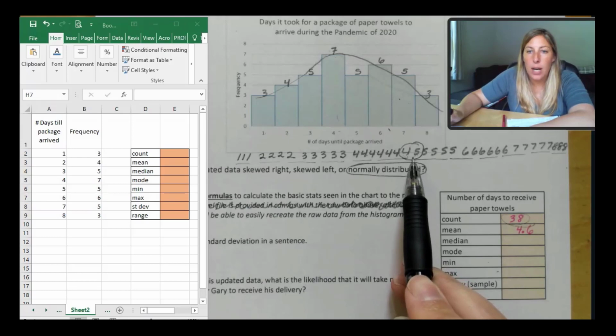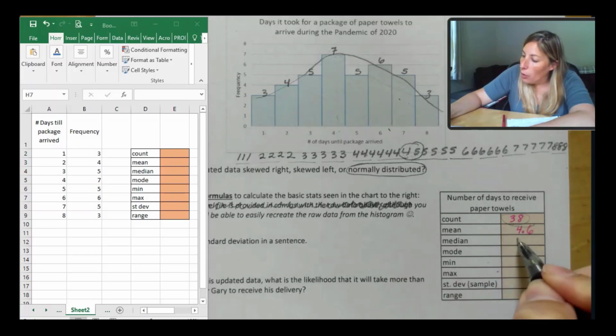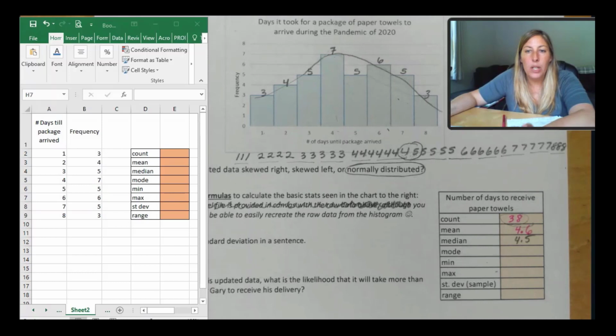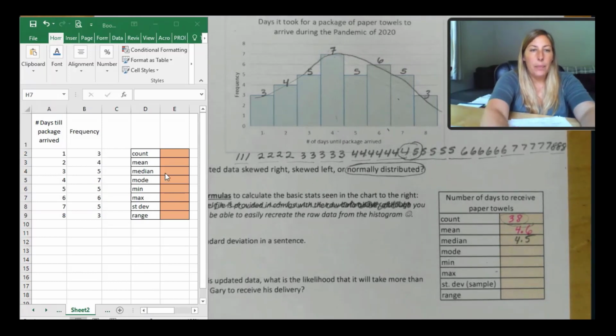So what happens if I'm trying to find the median and I have an even number? I have to take the average. 4 plus 5 is 9. 9 divided by 2 is 4.5. Now this is tedious to do by hand. So why don't we just let Excel do it for us? Okay, so let's go to Excel.